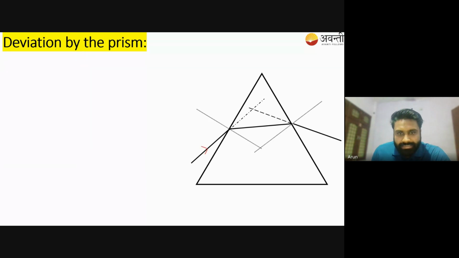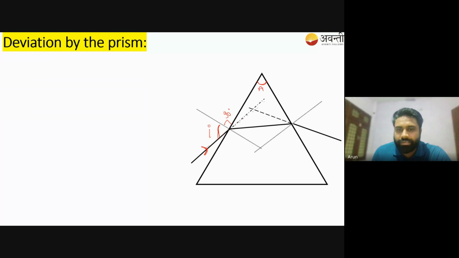Look, this is the incident ray that is falling on this at an angle I. This is the normal to this surface. This angle is 90 degrees. Here is the angle of prism, termed as A. This is the angle of prism, or another name of this is refracting angle. If this ray is not going to be refracted, it will move on to this path.